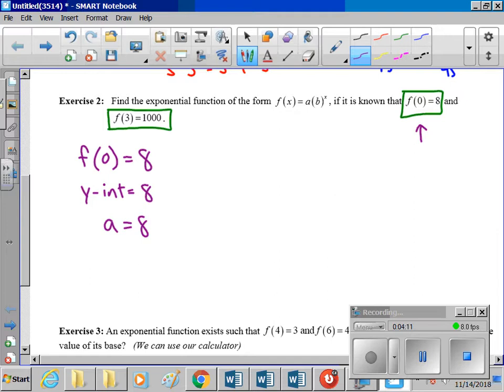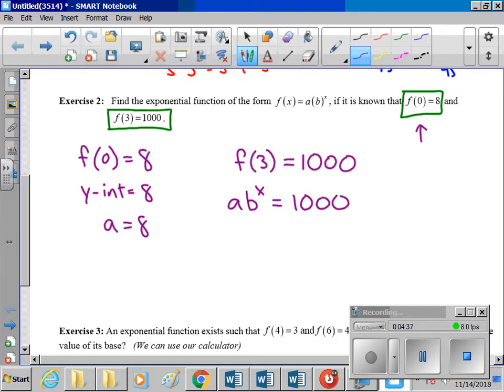We're just going to work from our second point. Because we don't have to do the whole ratio thing, we can find f of 3 equals 1,000. We don't have to do a ratio yet. That's for a later question. Sorry about that. So we're going to plug in everything we know about f of 3. So we have a, b to the x equals 1,000. Well, we know x is 3, and we know a is 8. So I'm going to plug those in, and I get 8b to the 3 equals 1,000.